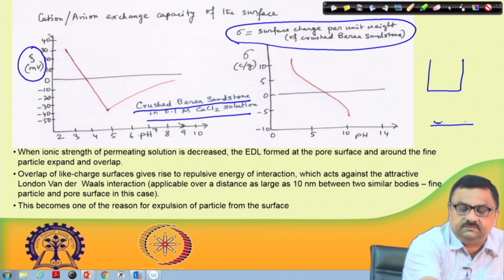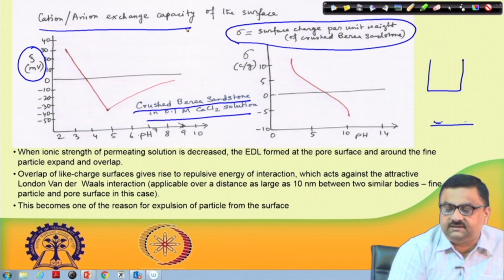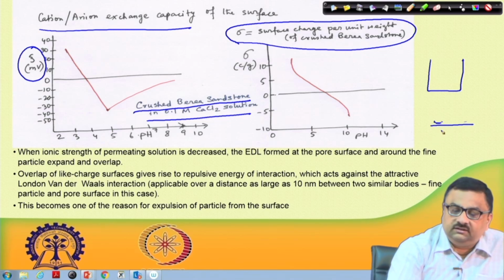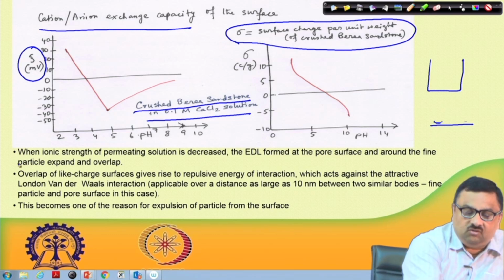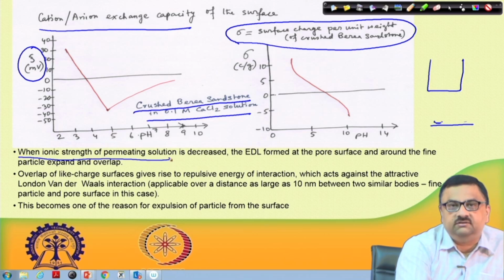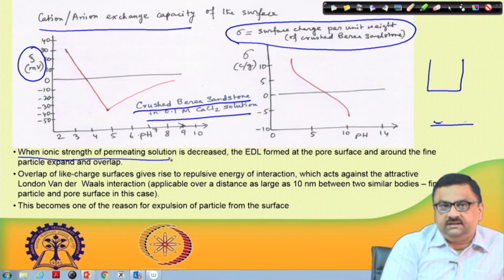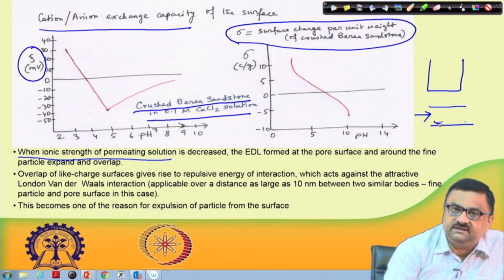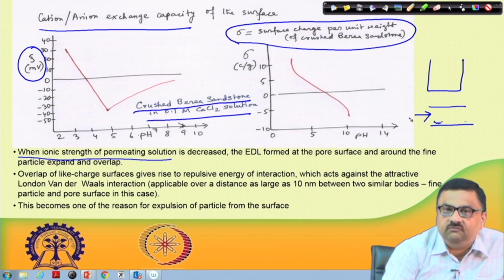So, this is basically the cation anion exchange capacity of the surface. That is highly dependent on the pH of the system. So, what we can draw out of it is that when the ionic strength of the permeating solution is decreased, that means we have a pore and in that pore the fluid is flowing. Earlier there was a resident brine in place inside the porous medium with a certain ionic strength. Now we are injecting something whose ionic strength has decreased.